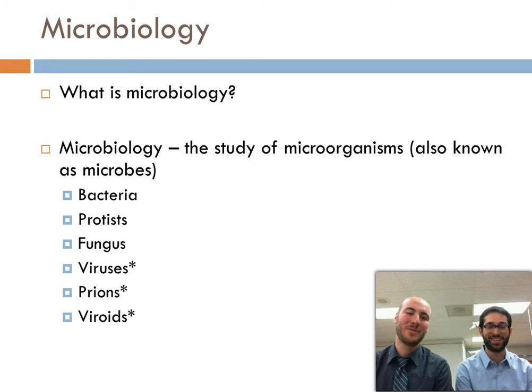So we usually group a few things into microbiology: bacteria, and that includes archaebacteria, protists, fungi, viruses, prions, and viroids. Now I have a star next to viruses, prions, and viroids because they're not technically considered living things. And we'll explain a little bit about why that is as we go along.